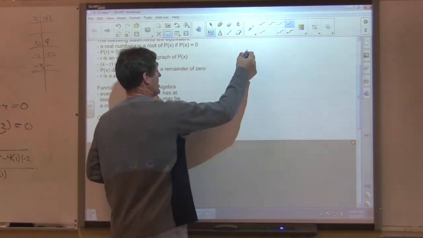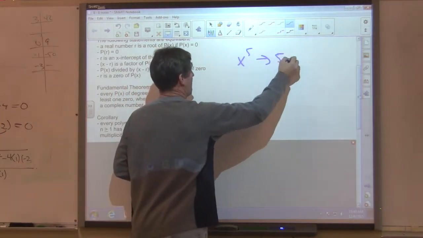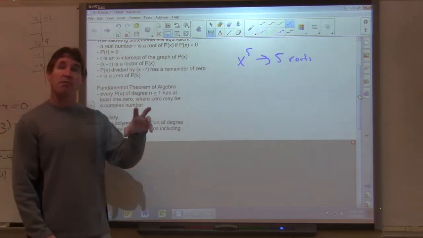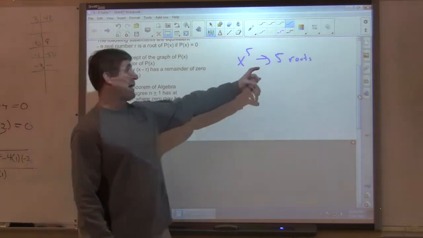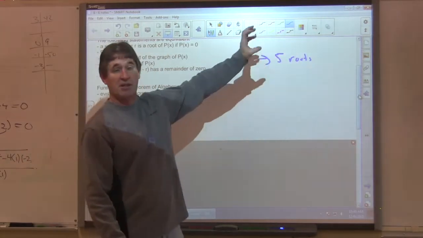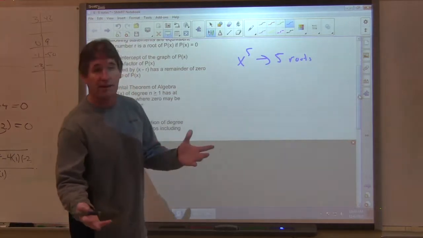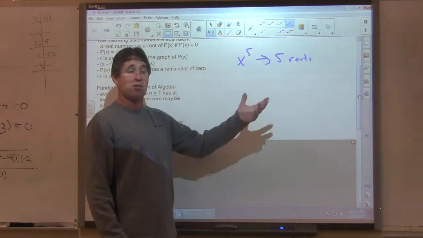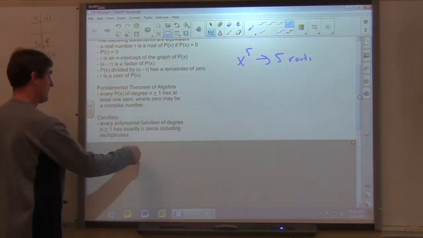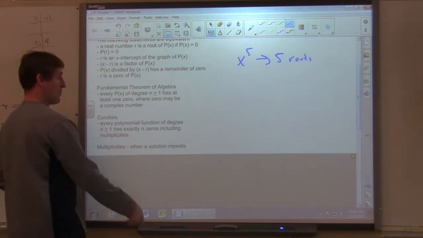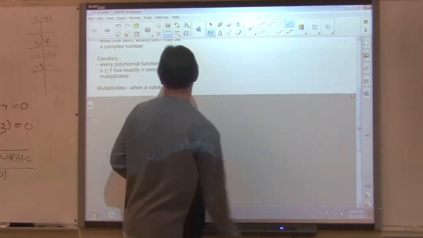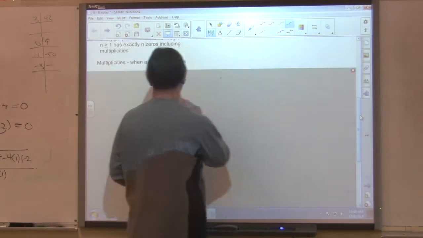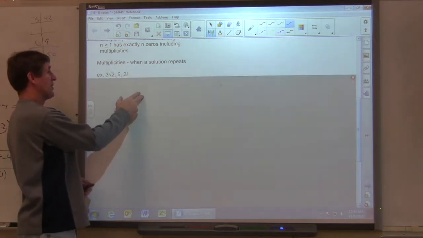So if our highest degree is degree 5, then we're going to have 5 roots. Now, where it says multiplicity, remember that could be something occurs more than once. So it may not be 5 different roots, but the total is 5. If we have 3 negative 2's as roots, then we'll have only 3 answers. It's just that the other 2 would be negative 2. So again, multiplicity is when a solution repeats. So nothing different today from the last one. The only thing is you're going to have a lot more imaginary numbers.